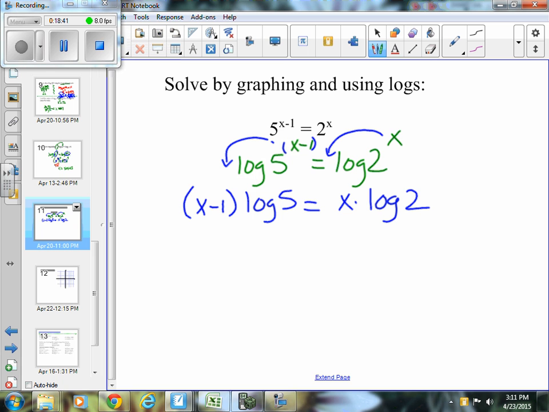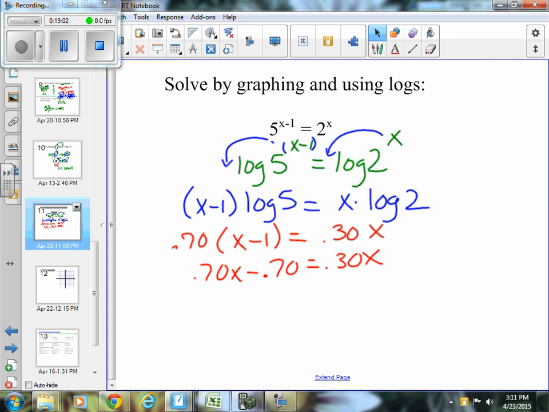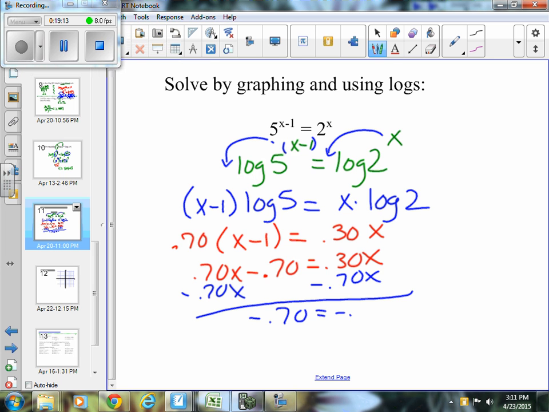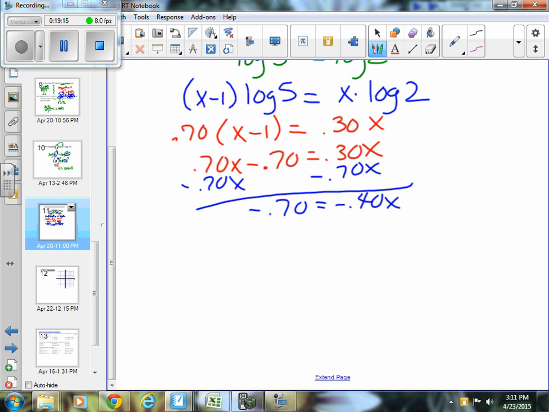Right now what a lot of people will do is go ahead and just figure those out in your calculator and put them in as a decimal. So log of 5, when you put that in your calculator, I got 0.70, going out to 2 places. And log of 2, I got 0.30. So distribute and solve for x. Those are just numbers, so go ahead and put them in that way. Get your x's on one side, numbers on the other. So I'll subtract this, and I get negative 0.70 equals negative 0.40x. Divide by negative 0.40.